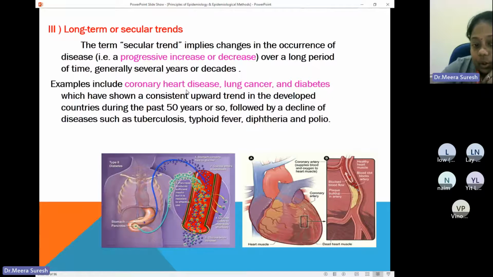So the examples include coronary heart disease, lung cancer, diabetes, etc., or obesity, or lifestyle disease, which has shown a consistent upward trend in the past 50 years or so and is still increasing, followed by a decline in diseases like tuberculosis, typhoid fever, diphtheria, and polio.